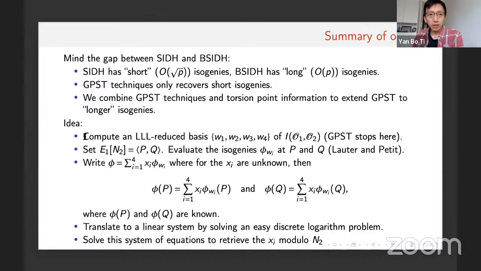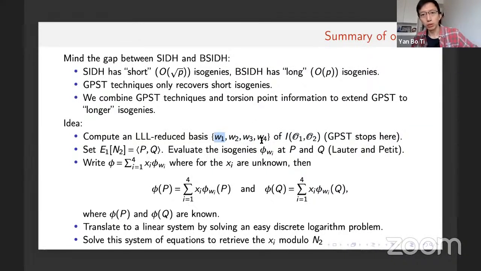So the idea is to compute an LLL basis for this. O1 and O2 are the endomorphism rings of your target and your base curve. I is a connecting ideal, and you want to compute an LLL reduced basis to get this omega 1, 2, 3, and 4. So in GPST, you stop here, because one of these would allow you to compute the correct isogeny that you use to recover the secret. But this is not sufficient here. In general, these are not enough, and you go further.